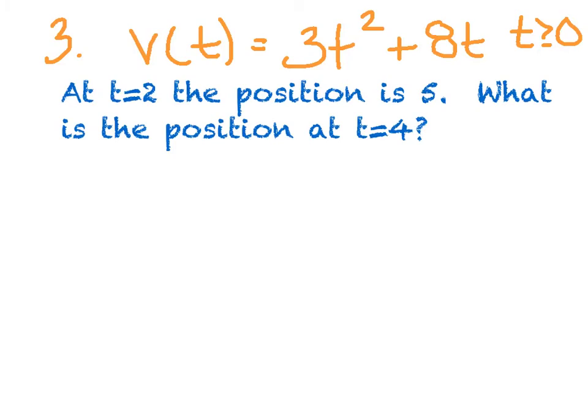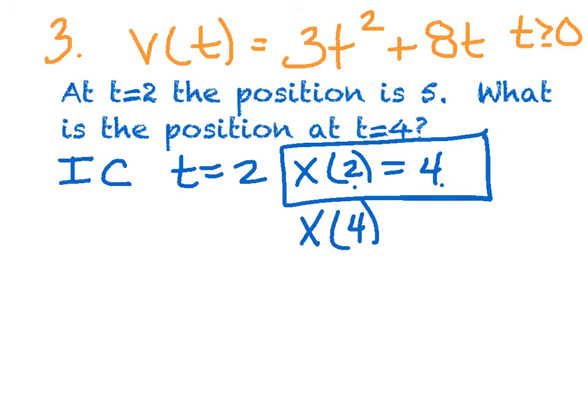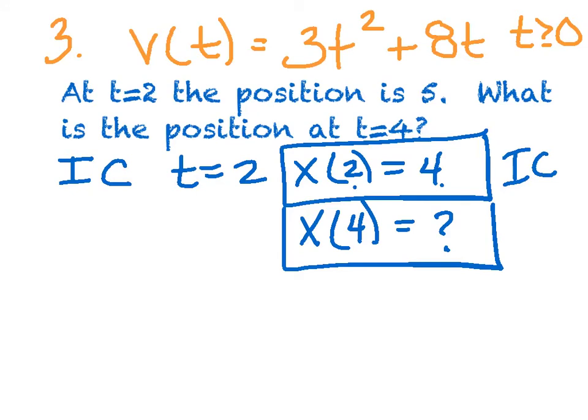We have this initial condition. I just want to stress the initial condition. When the time is 2, the position, so x of 2, is 5. Okay, so at time 2, the position is 5. The question is, what is the position at 4? All right, so we've just identified our initial condition and what we're asked to find. And remember, that initial condition is like the start, the find is what we're finding in the end.